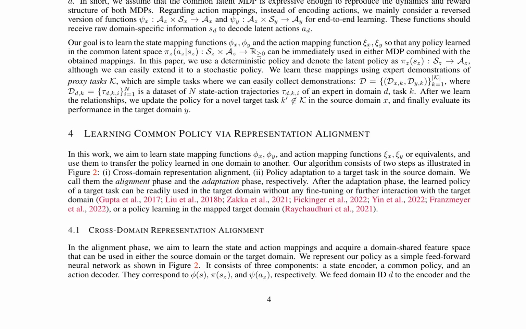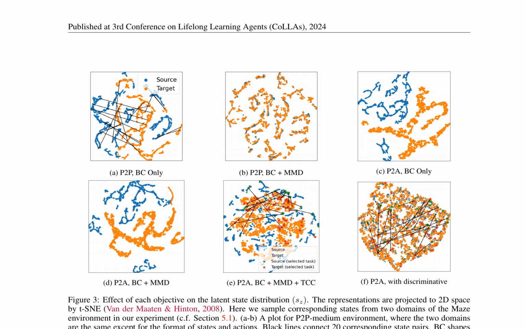The problem is formulated as a Markov decision process, MDP, assuming shared common latent structures. The goal is to learn state and action mapping functions, enabling policies learned in the common latent space to be immediately applied to either MDP combined with the obtained mappings. The authors investigate the effect of each objective on the latent state distribution in multi-domain and multitask reinforcement learning.